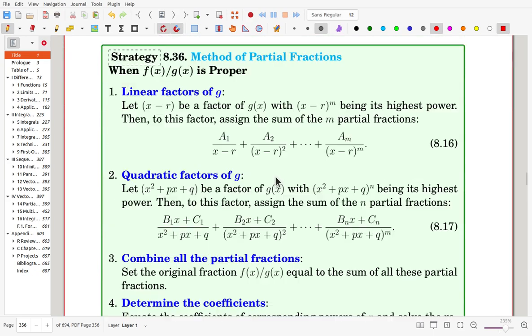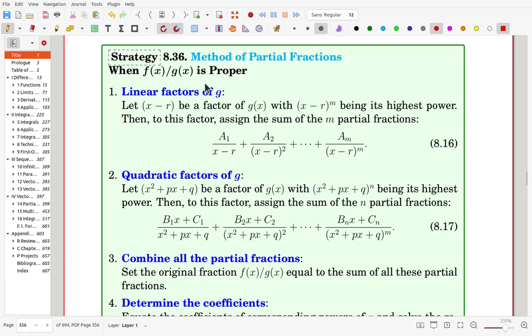Here, we have now the strategy for the method of partial fractions. Assume here f over g is proper. That means that f has a lower degree than that of g.